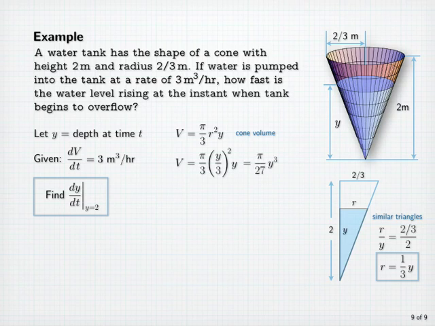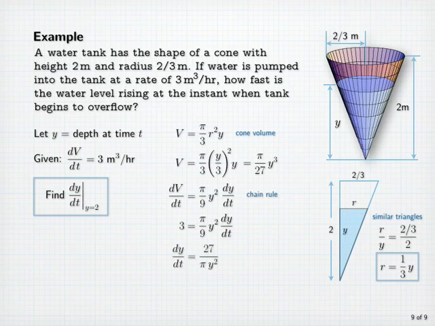Now we take the derivative of both sides of that equation with respect to t. The derivative of V with respect to t is its derivative with respect to y, which is pi over 9 y squared by the power rule, times dy dt by the chain rule. Substituting dV dt equals 3 into the left-hand side, we now have 3 equals pi over 9 y squared times dy dt, and so at any time while the tank is being filled, the derivative of y with respect to t is 27 divided by pi y squared.